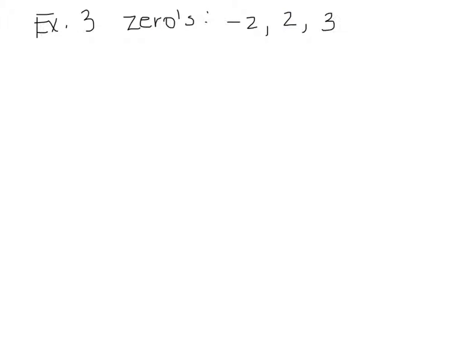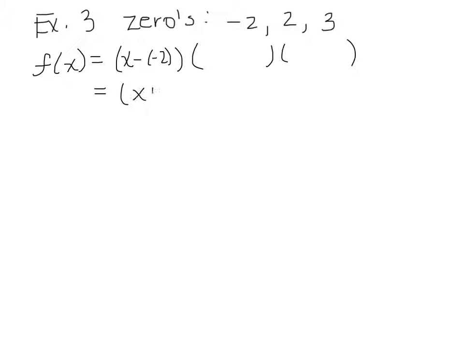Okay, now on this last example, we're going to learn how to write a polynomial function from its zeros. So now we're going to go backwards. And so they're going to give us the zeros, and we're going to write the function. Now notice in this example, we have 3 zeros. So the first thing that we need to do is write them as factors. So for this one, it'll be x minus negative 2, which would be x plus 2. X minus 2 is your second one, and x minus 3 is our third one.